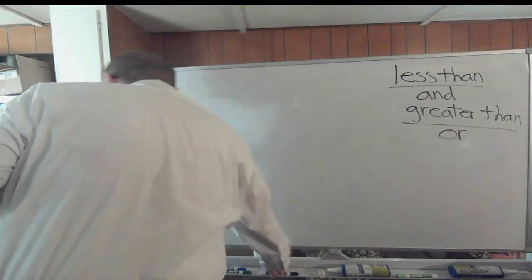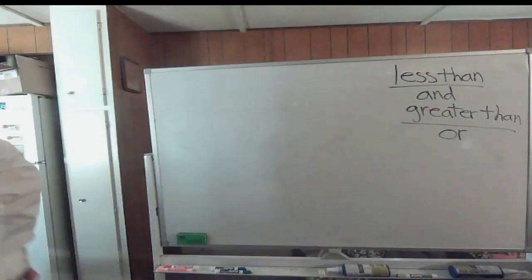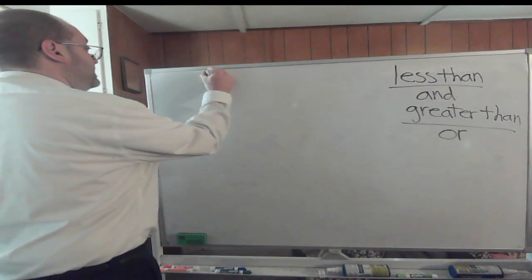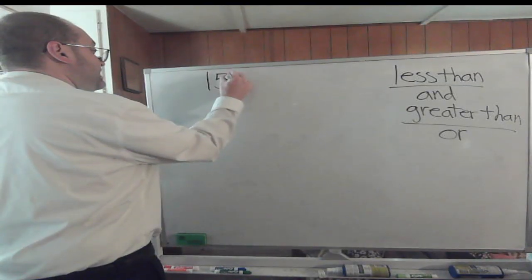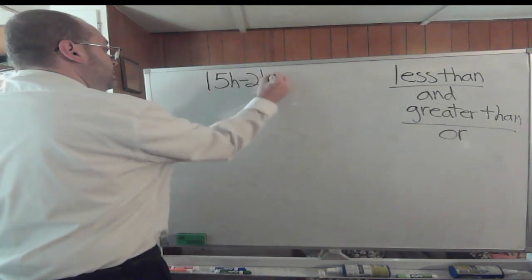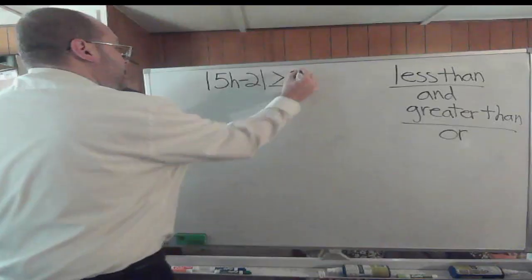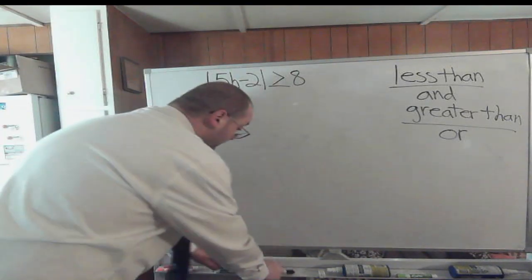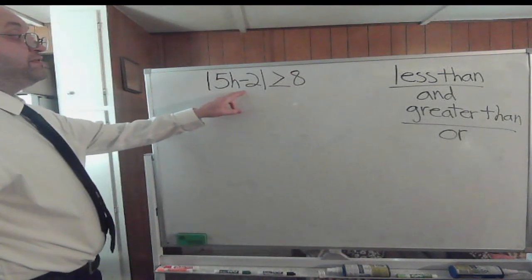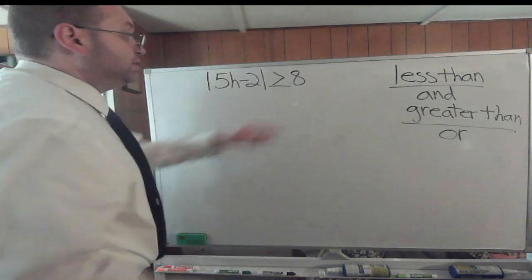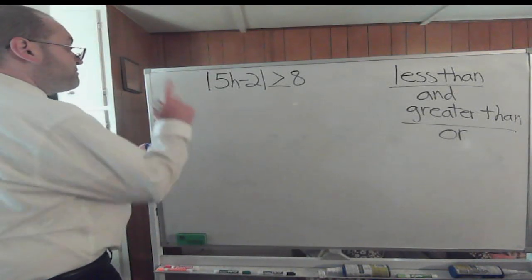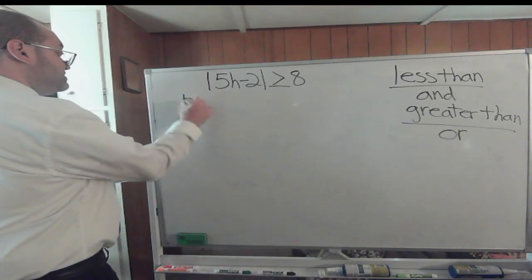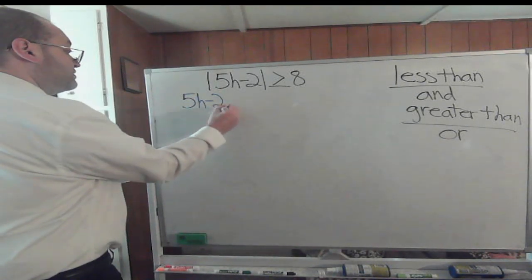All right. I think we're ready for one last one here. This time we have the absolute value of 5h minus 2 is greater than or equal to 8. So we have the absolute value of 5h minus 2 is greater than or equal to 8. Well, it's going to be 5h minus 2 is greater than or equal to 8.